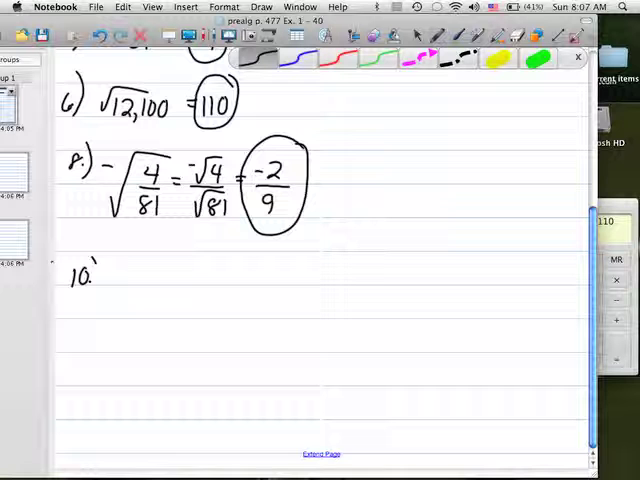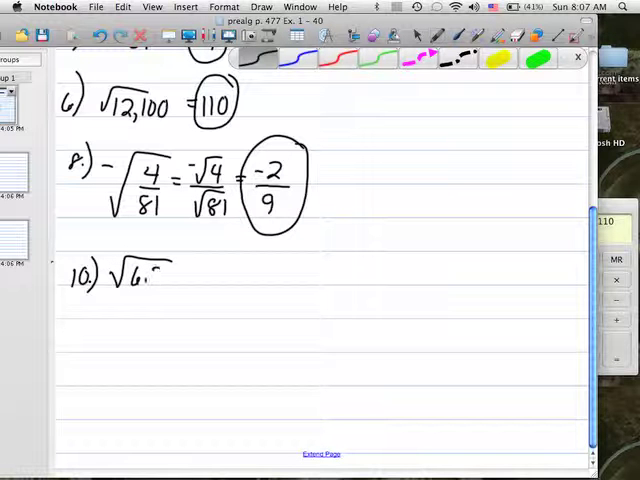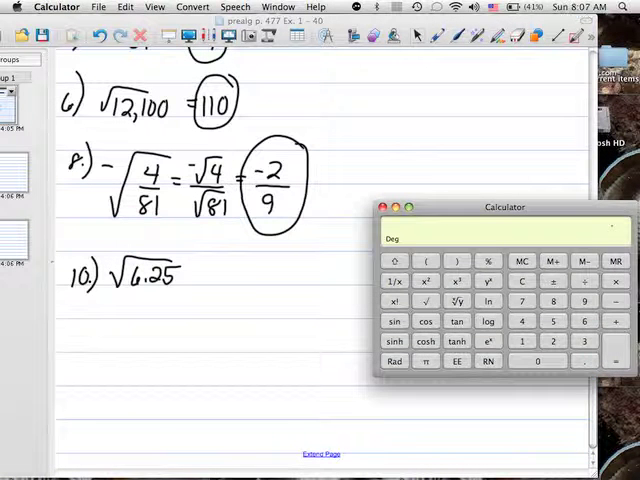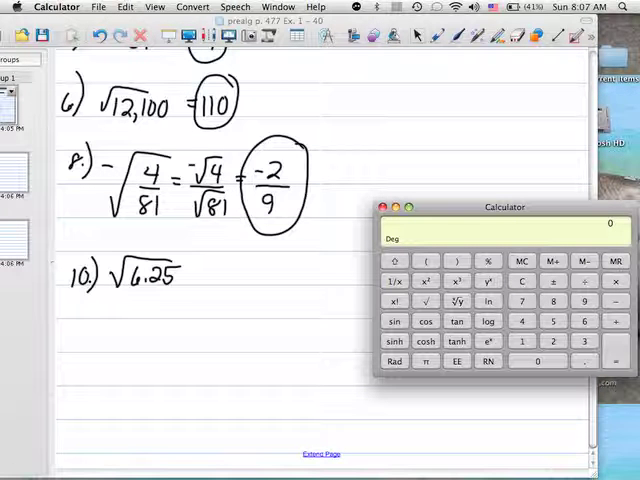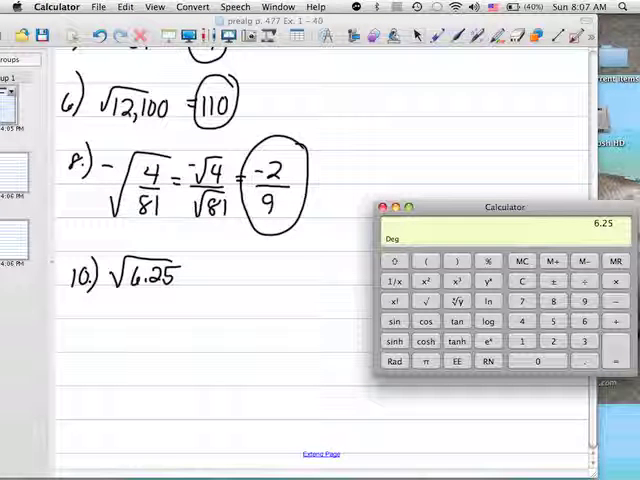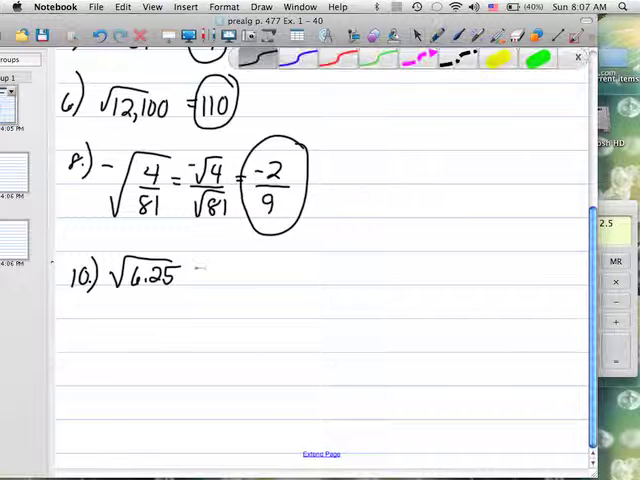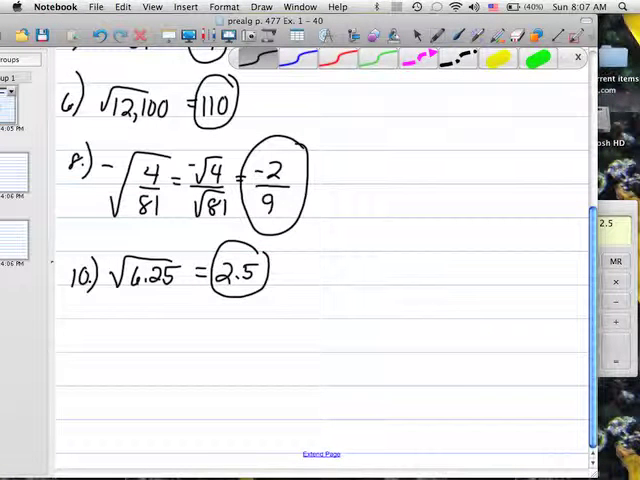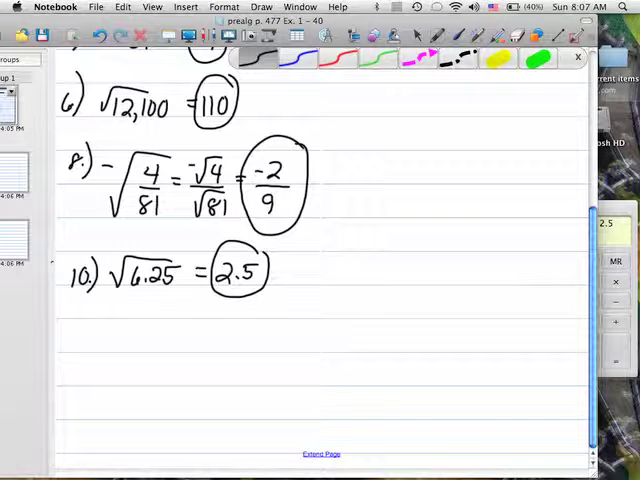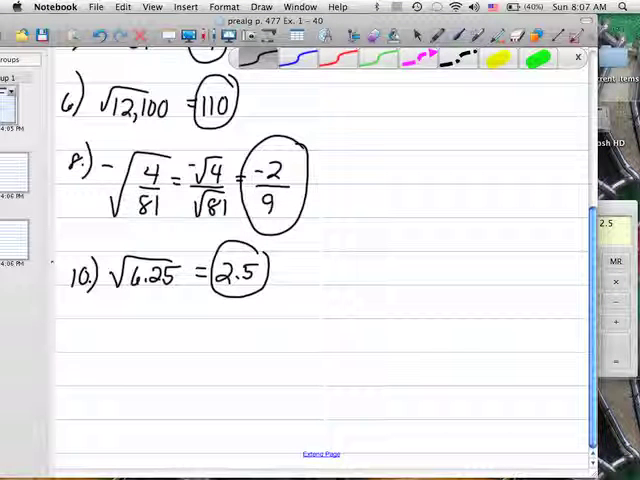Number 10, we have the square root of 6.25. Again, you can use your calculator. 6.25, take the square root of that, it's 2.5. Numbers 11 through 14, use the table on page 480 or a calculator. Approximate each square root to the nearest thousandth.